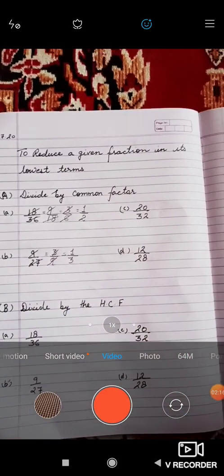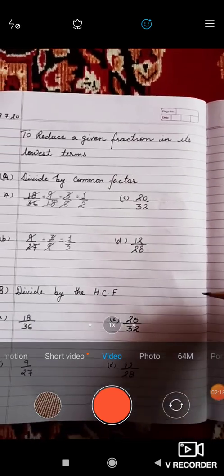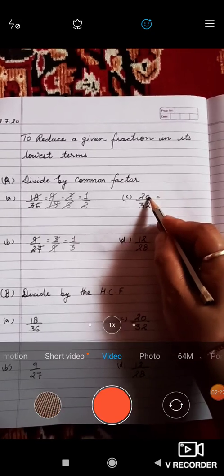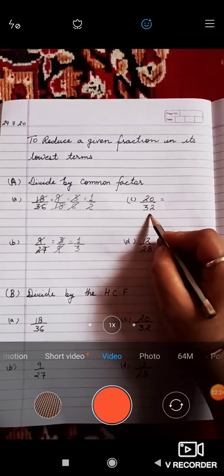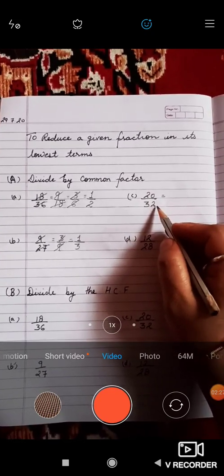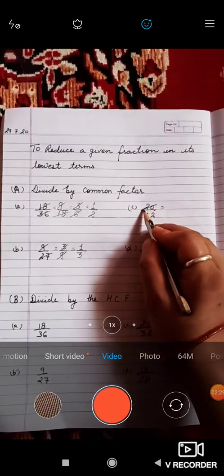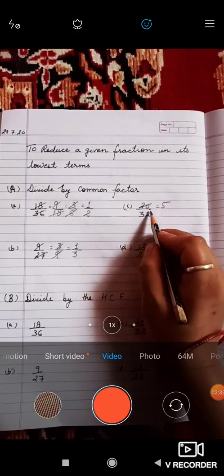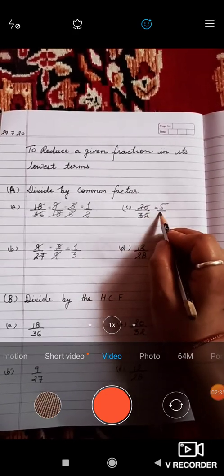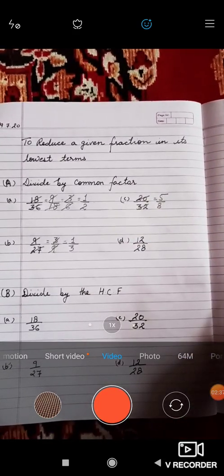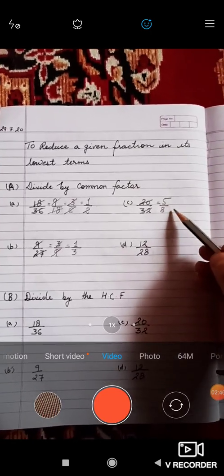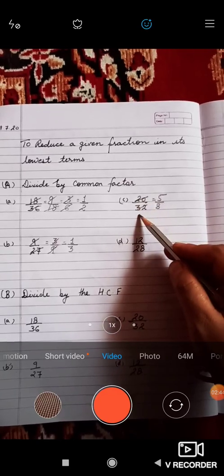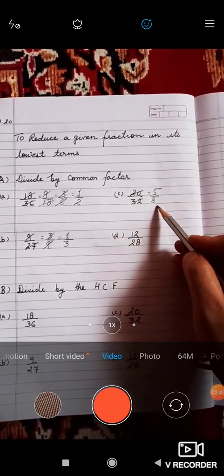Now one more example is here, that is 20 upon 32. So for 20 and 32, 4 is the common factor. So we will divide by 4. You will divide 20 by 4, you will get 5. Then you will divide 32 by 4, you will get 8. Now we can't reduce it more. So the lowest term for 20 by 32 is 5 upon 8.